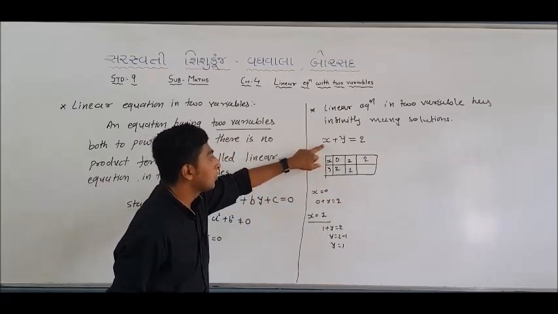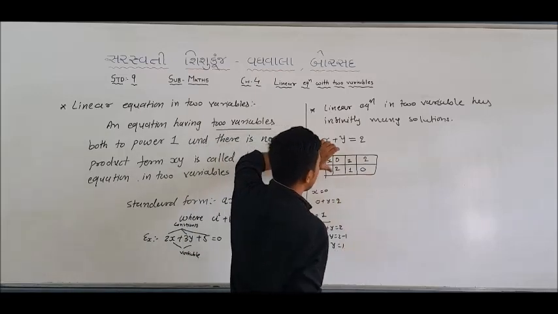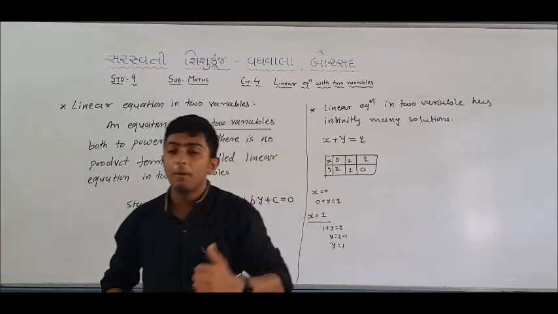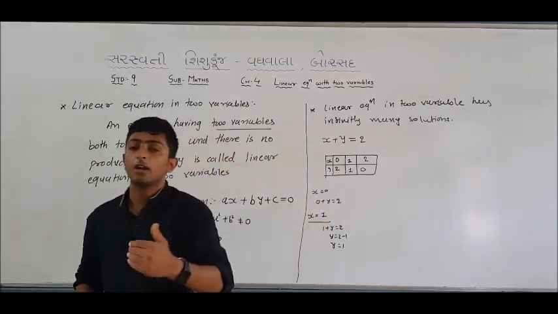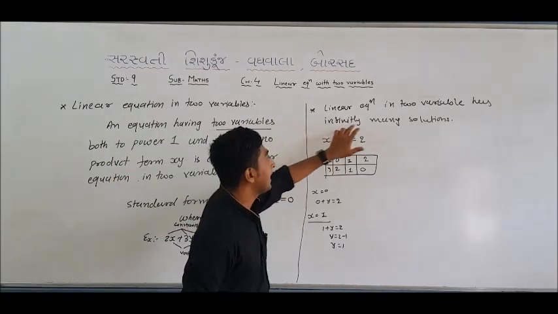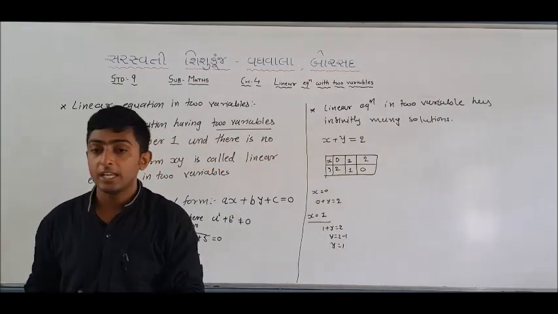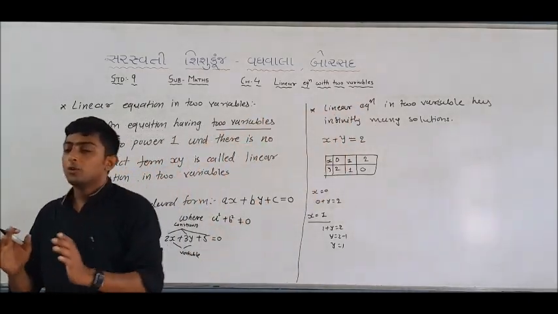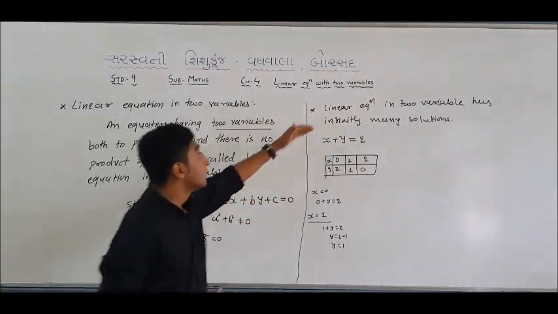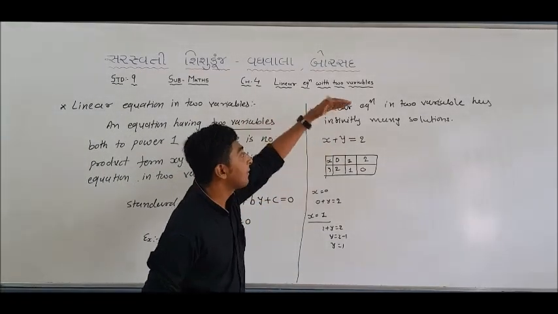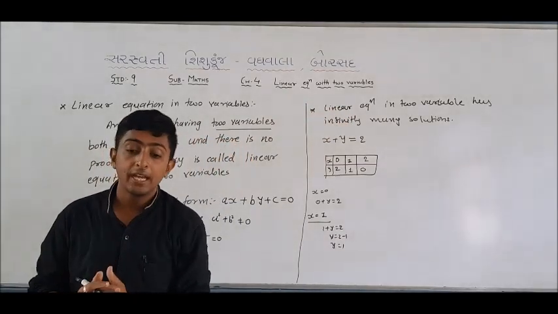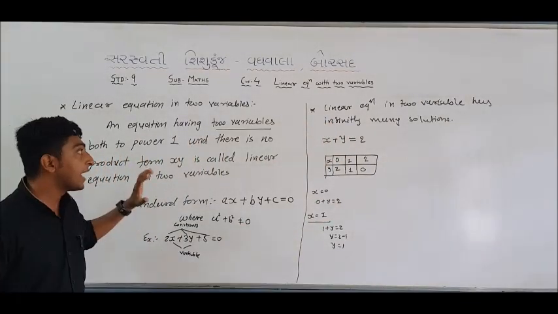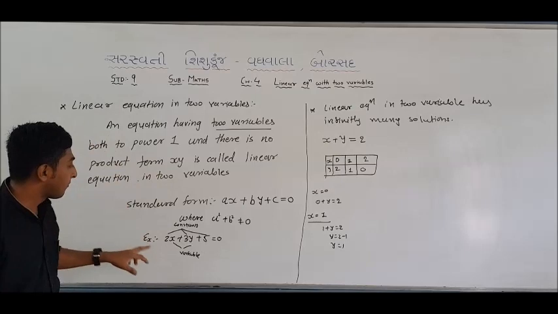If x equal to 2, then y will be 0. So if we take x equal to 0, 1, 2 and substitute infinite numbers of x, then we get infinite numbers of y. So there are infinitely many solutions of a linear equation with two variables. It is very important for you guys because in the examination you may be asked to state that a linear equation in two variables has infinitely many solutions. So this is the concept of linear equation with two variables.